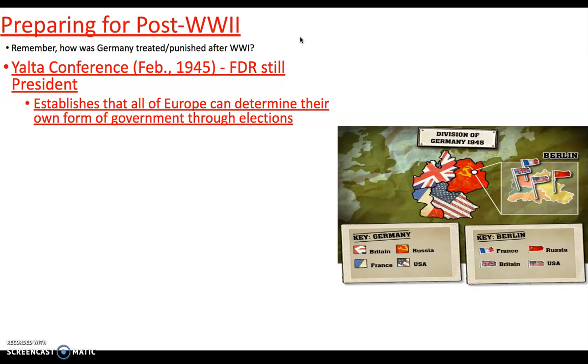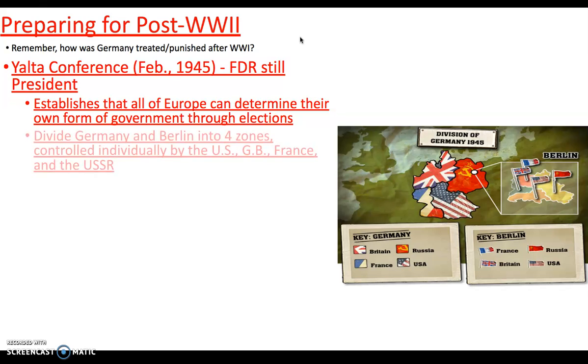So they all agree that all of Europe can determine their own form of government. So self-determination, like we talked about related to World War I, through elections. Okay, every country gets to decide for themselves what kind of government they want to have. They also agree on dividing Germany and Berlin into 4 separate zones for a time that's going to be individually controlled by the 4 victors of Europe. So the United States, Great Britain, France, and the Soviet Union.